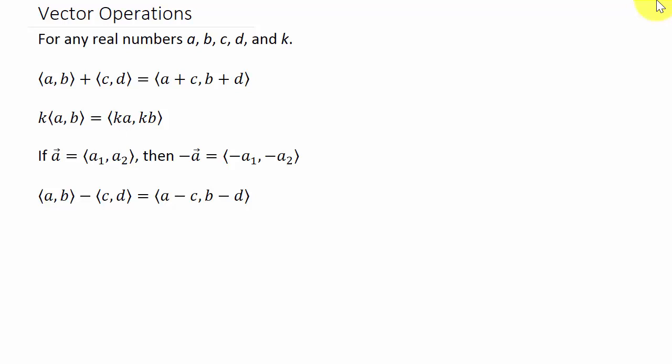Alright, so for any real numbers A, B, C, D, and K, if we have vector AB plus CD, it's simple. All you do is you take the A and add it to the C, and the B and add it to the D. The first components add together, the second components add together. And then if we have a scalar times a vector, you just multiply each component of the vector times the number outside. And then if vector A is equal to A1, A2, then negative A is negative A1, negative A2. Okay, so if you put a negative here, you have to put a negative in front of each one. And then subtracting, it's just like adding, except we subtract the first components and subtract the second components.